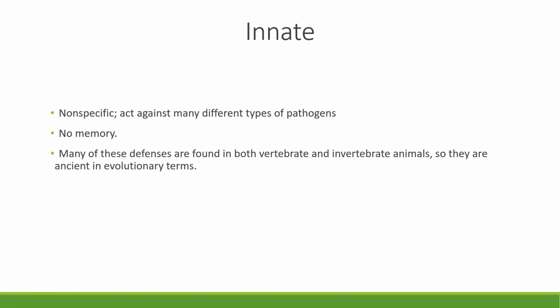So, we'll begin our discussion with the innate immune system. The immune system has defenses that work non-specifically, meaning they act against many different types of pathogens instead of targeting just one specific type or one specific subtype even. Unlike adaptive immunity, these defenses have no memory. Each time a pathogen enters, the response is the same without long-term immunity.